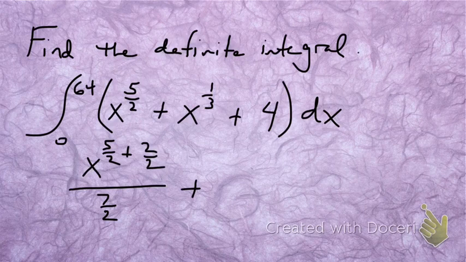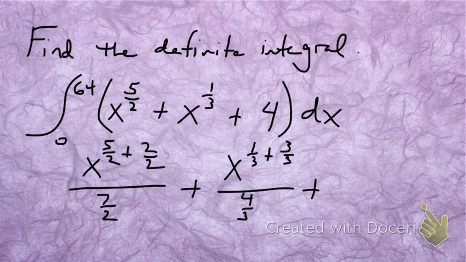Okay. And then I've got x to the 1/3. If I add 1 to that, well, that's the same as 3/3. And 1/3 and 3/3 makes 4/3. That's what I'll divide by. And then this 4, I don't see any x's. There are none of them, but I'll add 1. I don't normally say to the 1, and I'll divide by 1, but I know what that is too.